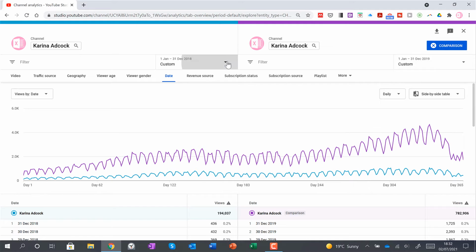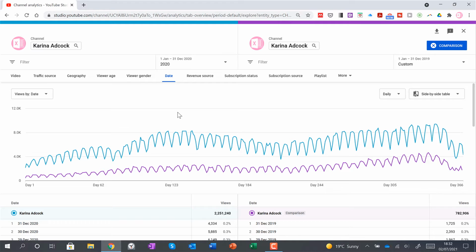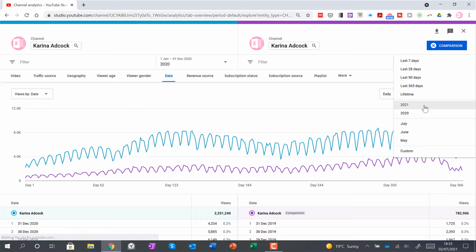And then I'll change this up here now to 2020. And you can see a similar seasonal cycle. So the views increase at the beginning of the year, there's a plateau during the summer, and then they increase again at the end of the year until there's a drop during Christmas. And I think this is because during the summer and also during the Christmas holidays, people are less likely to watch educational videos.